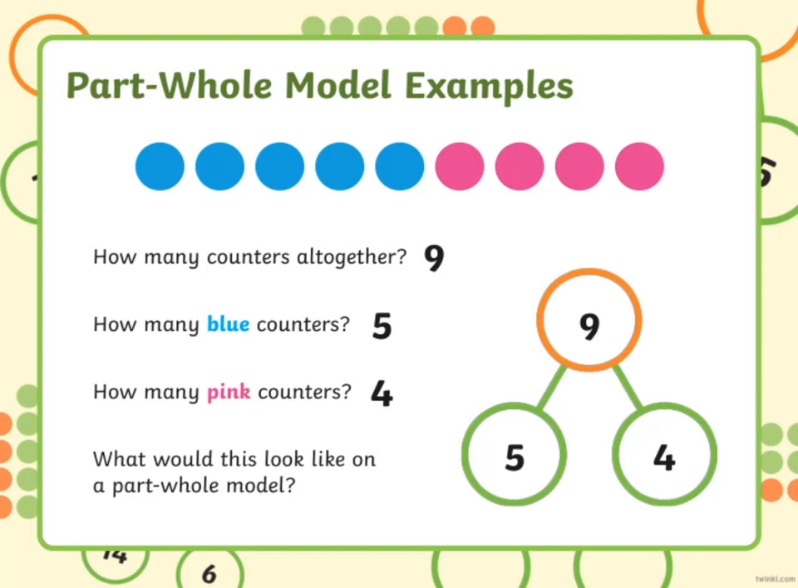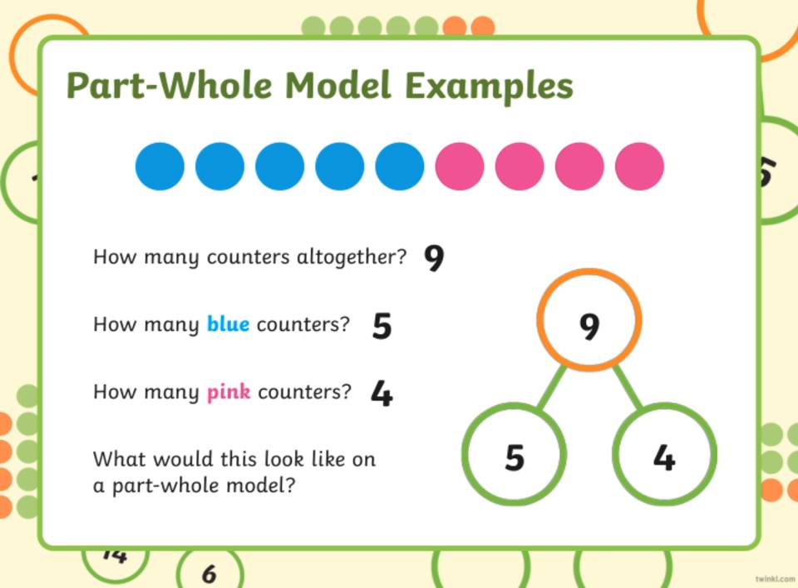Let's take a look at this part-whole model. On the slide, you see the numbers 4, 5, and 9. Now, what would this look like in a visual model? Imagine dividing a total into parts. So, how many pink counters are there? That's right, 4. And how many blue counters? Yes, 5. When you add those parts together, what do you get? 9, which is the total.